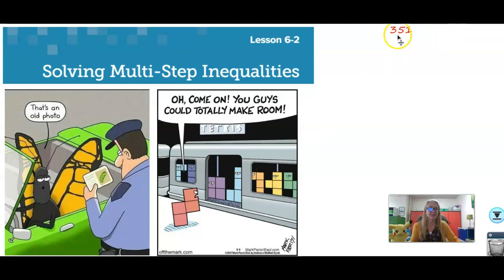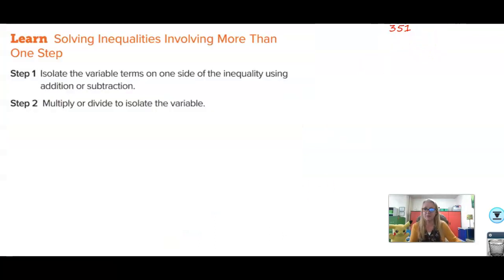So you're going to be looking at page 351 in your workbooks. All right. Let's see. Solving inequalities involving more than one step. Okay, so you clearly showed me that you have no problem solving inequalities and graphing them, but these are going to have multiple steps, and some of them are going to have word problems. So step 1, isolate the variable terms on one side using addition or subtraction. Step 2, multiply or divide to isolate the variable. Same as solving equations.